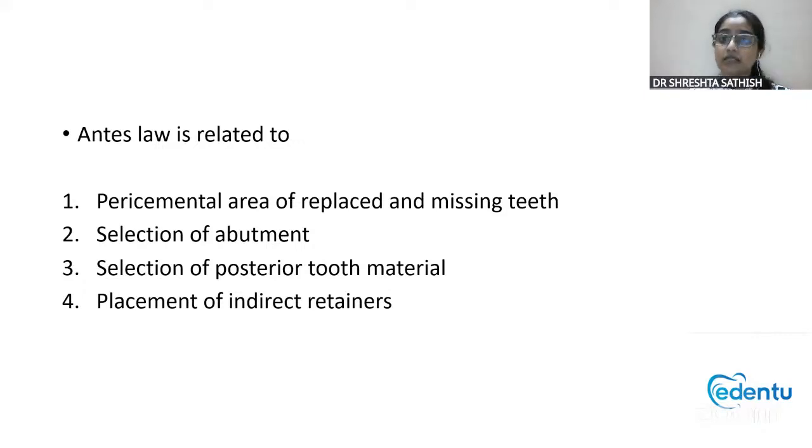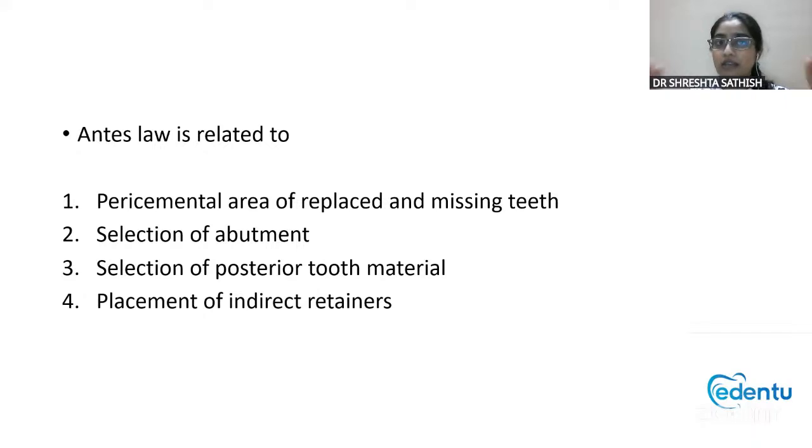What is Ante's law related to? What does Ante's law state? Simple. Ante's law states that the pericemental area of the teeth to be replaced should be equal to or less than that of the pericemental area of the adjacent abutment tooth. So depending on this, if you have a single premolar, you can take 2 abutments. That would be sufficient. But imagine you have 3 teeth, that is 1 premolar and 2 molars to be replaced.